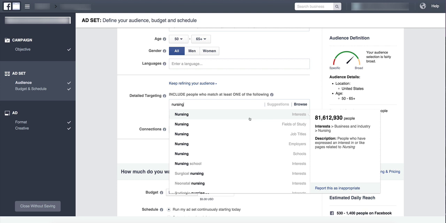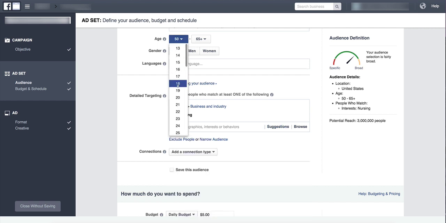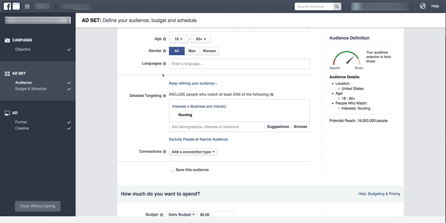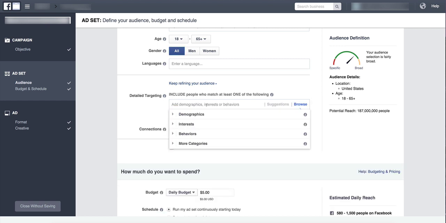This can work very, very well though. If you're targeting nurses, both men and women are nurses, so it doesn't really matter whether you do both or not. We've got 19 million people in the US that are 18 plus years old that are interested in nursing. That's a huge audience. You can go to men and you've got 3 million people, and you can go to women and it breaks down to 15 million, or both altogether, 19 million. So broad audiences are going to be these generic keywords. You can go even as generic as dogs.